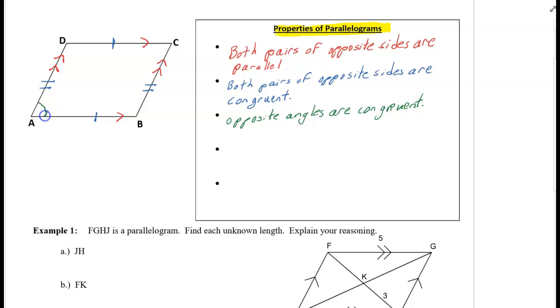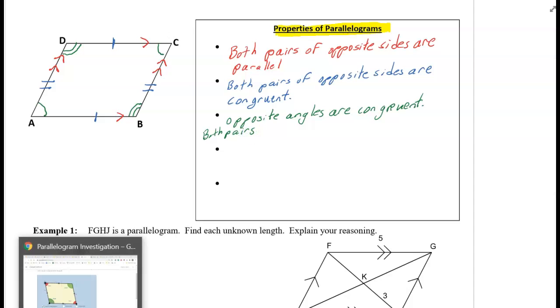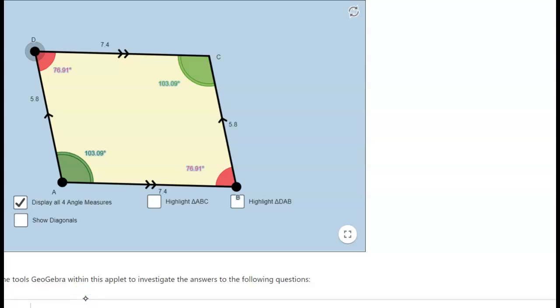So I'm going to put this green mark on A and C, and I'll use two arcs for D and B. And just for clarity, I am going to add the words both pairs of opposite angles are congruent. All right, fourth property of a parallelogram. I'm going to go back to this screen.